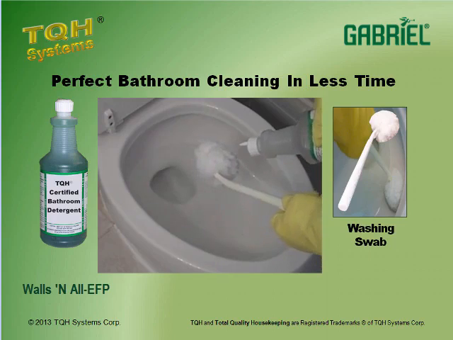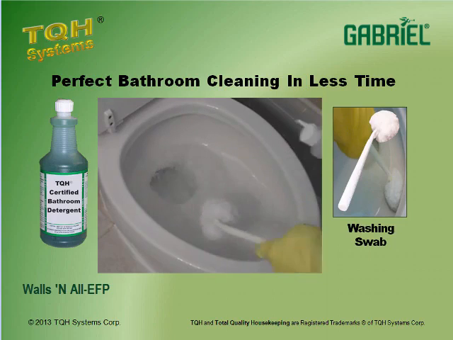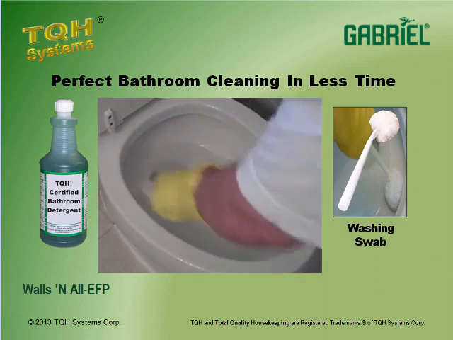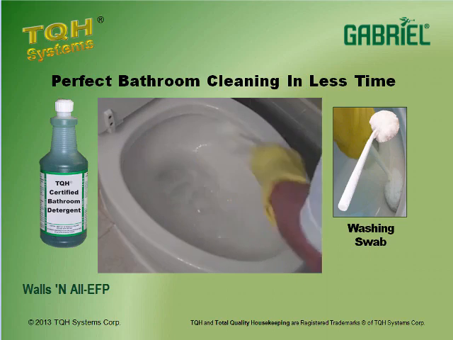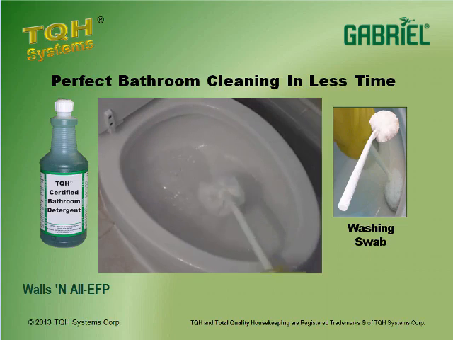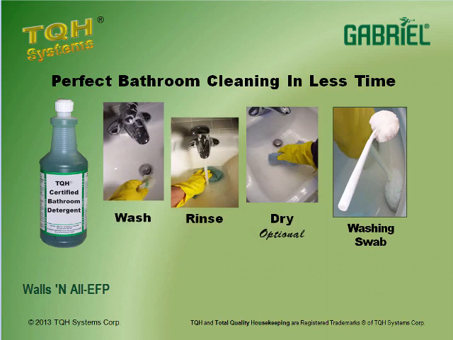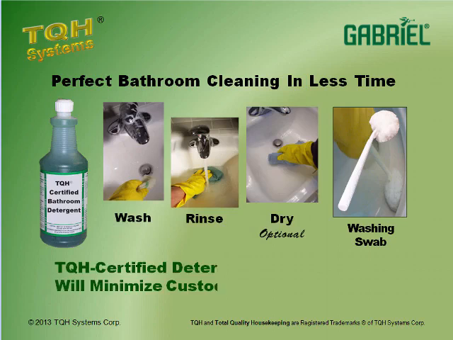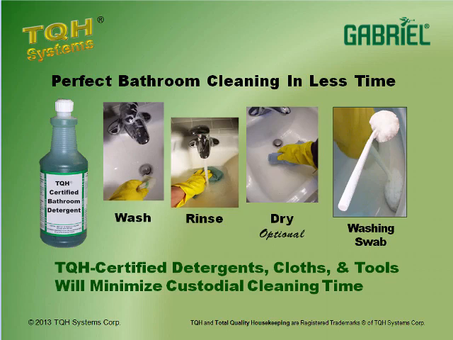The washing swab is very, very important, and you need a good one, as you see here, because that swab must stay together and that handle cannot just bend all over the place. So without a good swab, your efficiencies will drop tremendously. TQH certified detergents, cloths, and tools will minimize custodial cleaning time.